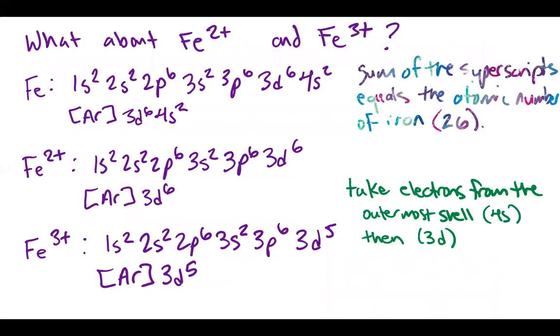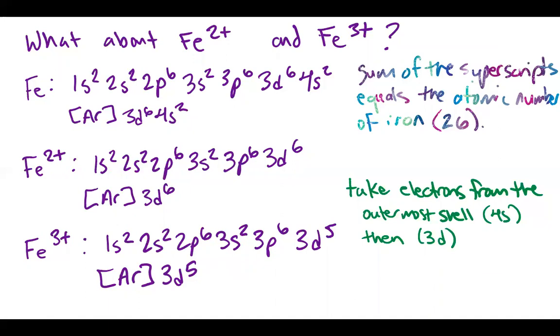So what about iron 2+ and iron 3+? If we were to draw out the electron configuration for iron, go ahead and take a moment and do that. You should be able to use your periodic table to write out the electron configuration for iron. For now, go ahead and do both the long and the short because that's good practice. Notice you can always check your work because the sum of the superscripts should be equal to the atomic number of the atom. So in this case, iron.